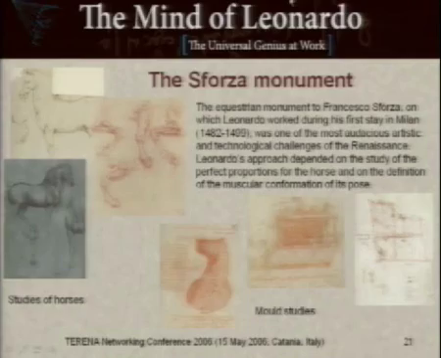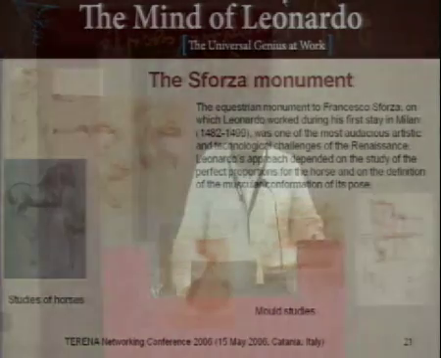Another strong point: the Sforza monument, the equestrian monument to Francesco Sforza, on which Leonardo worked during his stay in Milan. It was one of the most audacious artistic and technological challenges of the Renaissance. Leonardo's approach depended on the study of the perfect proportions of the horse and on the definition of the muscular conformation of its pose. So he studied the proportions.